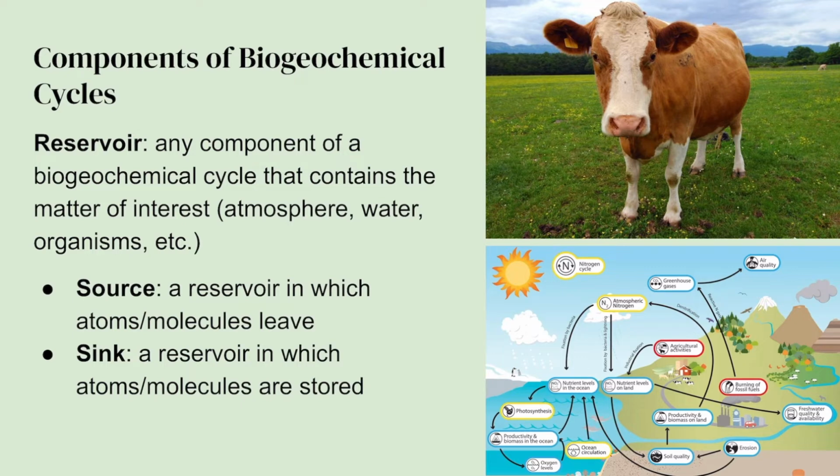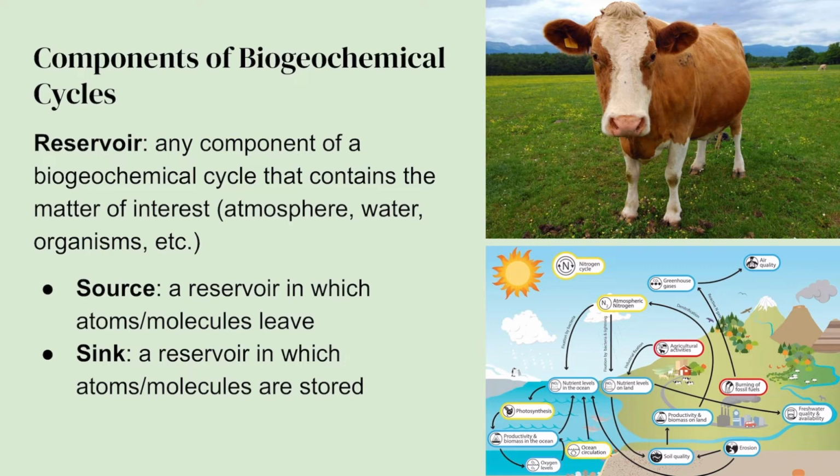The first word is a reservoir. So a reservoir is any component of a biogeochemical cycle that contains the matter of interest. So that means the atmosphere, could be water, could be living organisms. For example, if we're looking at carbon, living organisms store carbon. There's carbon dioxide in the atmosphere. There's carbon dioxide dissolved in oceans and other water sources. So those are all reservoirs for carbon.